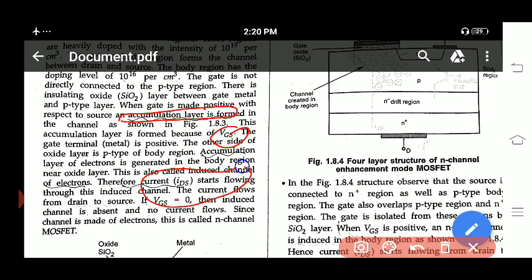Then current IDS starts to flow from drain to source. If VGS equals 0, then the channel is absent. There is no flow of current.